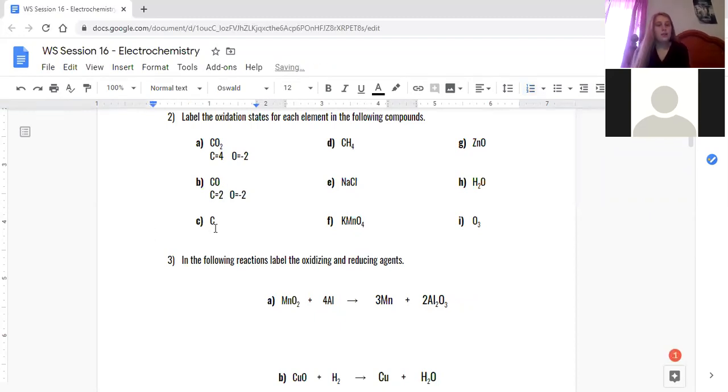What do you think the oxidation state for carbon is in this?